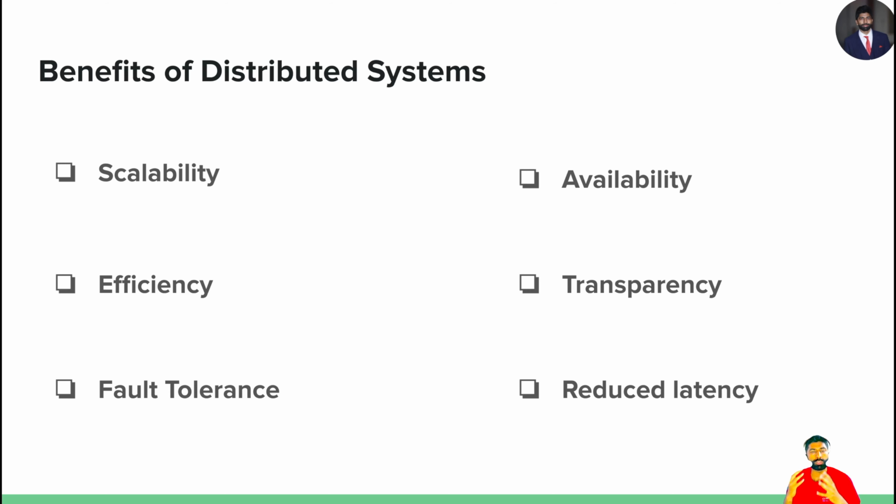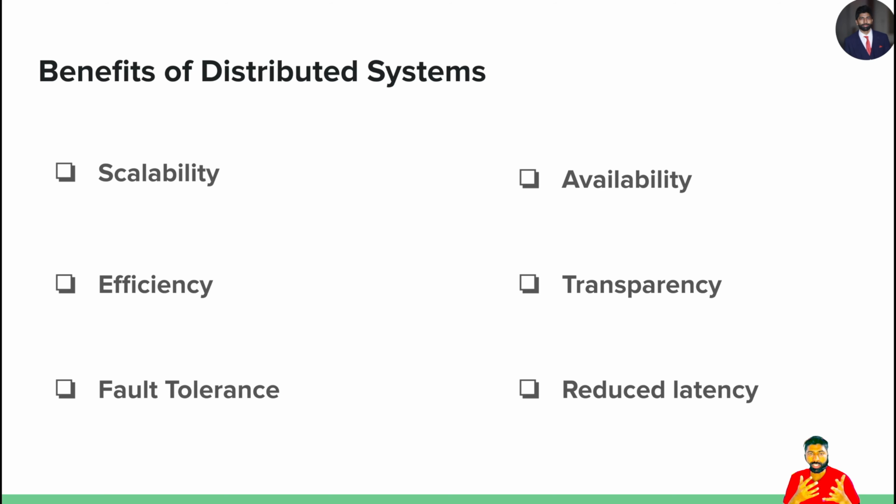Transparency is also one of the key features or advantages of distributed systems. A distributed system is built of multiple nodes and there is complexity behind its architecture. However, that complexity is never visible to the end user. So this transparency simplifies the user interface and makes the system easier to use.